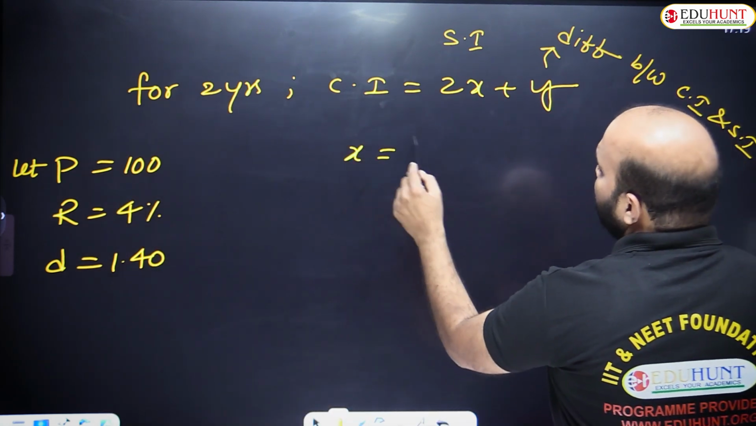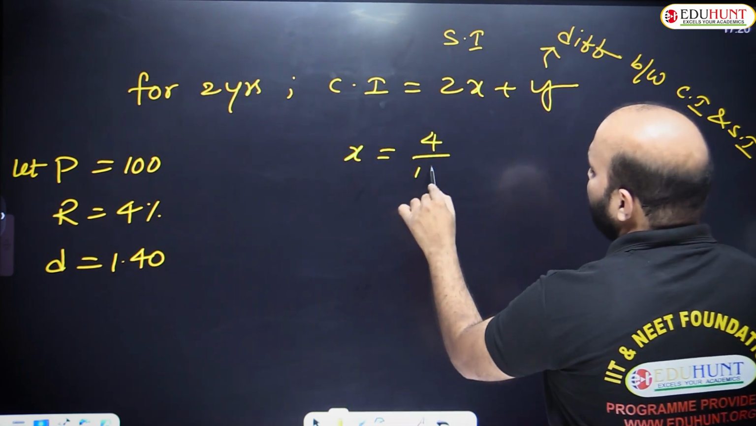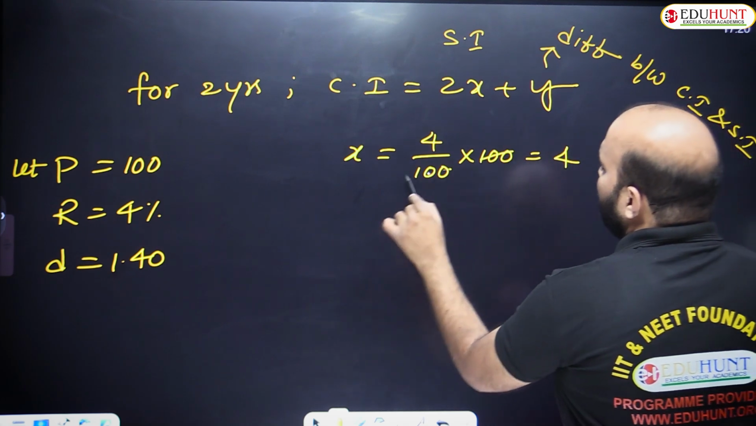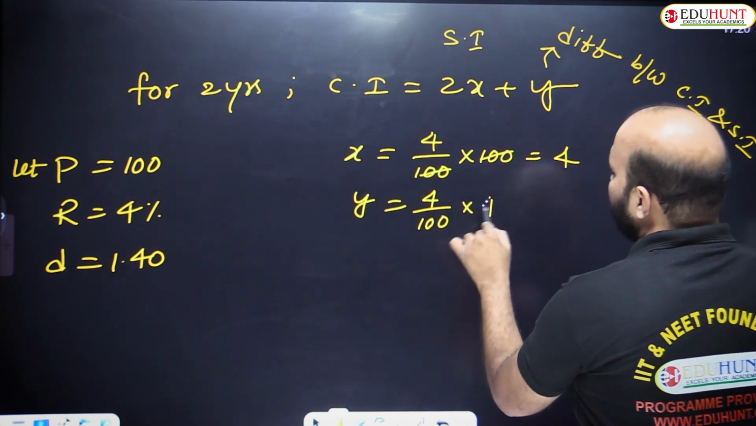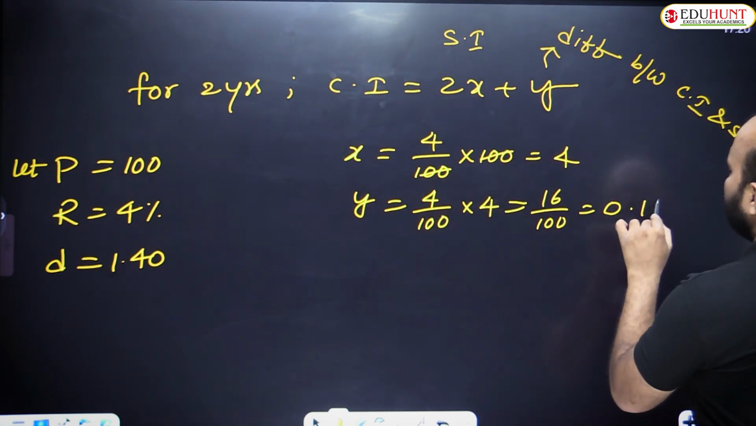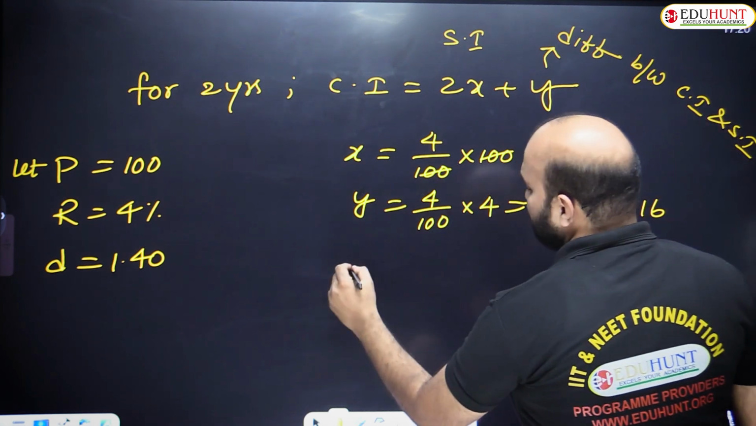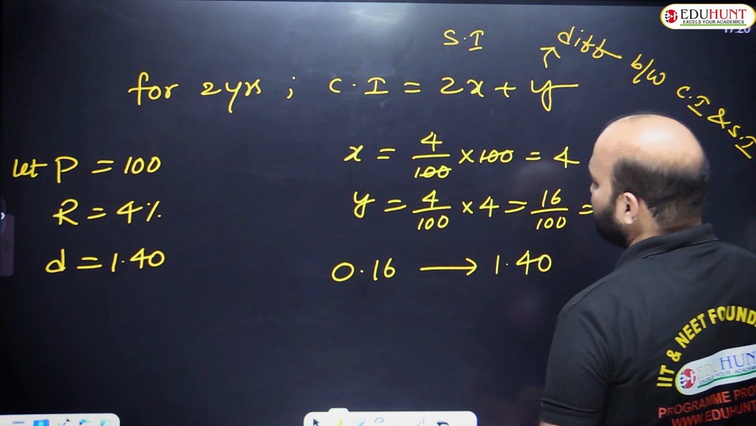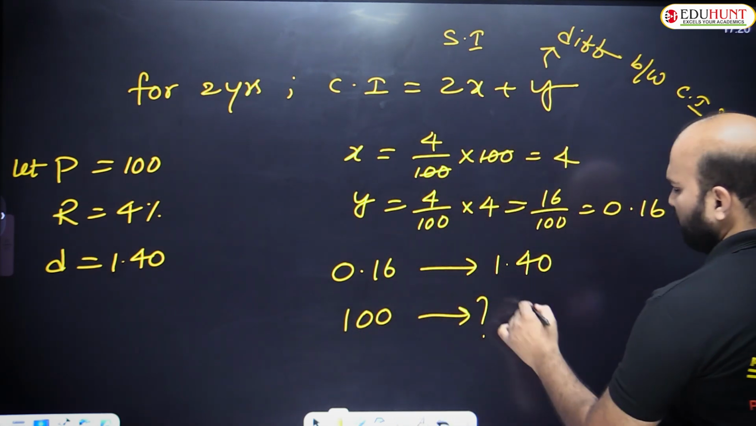So how will you get the x value? X and y always depend on the rate of interest. 4% is given. First you have to find 4% of the principal, that is called x. Again, how will you get the y value? 4% again, 4% of x. X value is 4, so 16 by 100 can be written as 0.16. That is the difference. Y stands for the difference between simple interest and compound interest. So 0.16 value, how much is given here? 1.40. But what is the question asking? The 100% value. So we should apply cross multiplication.